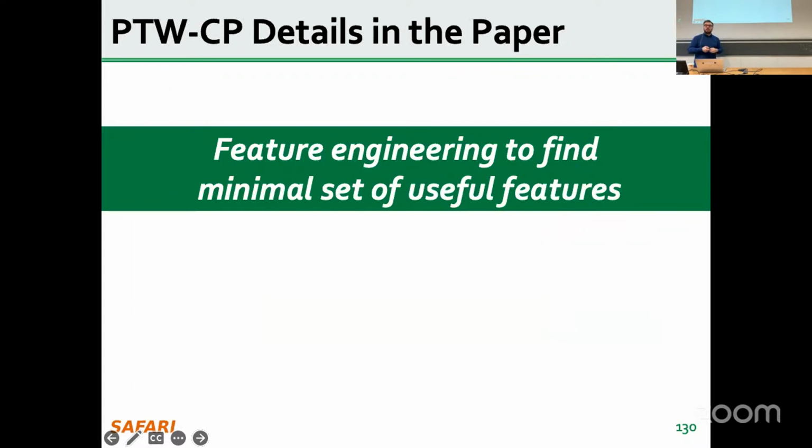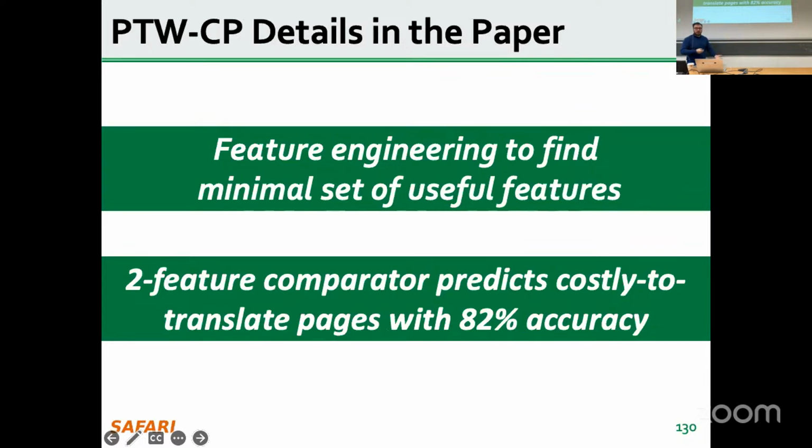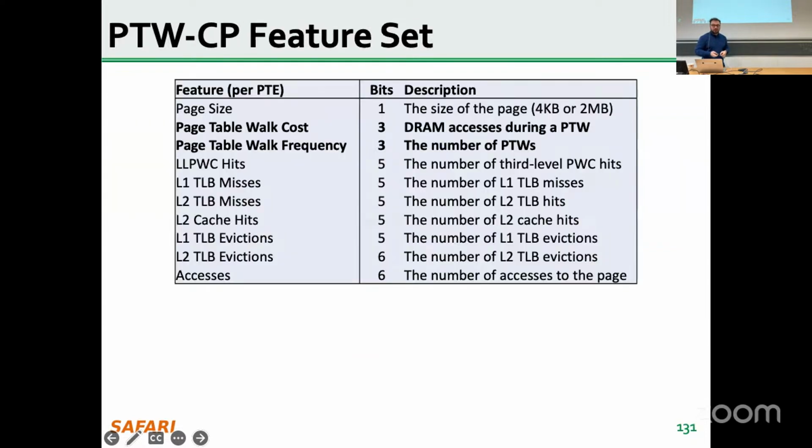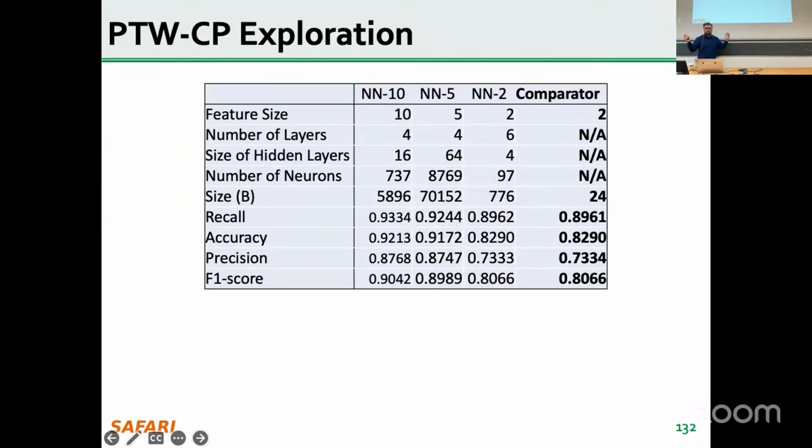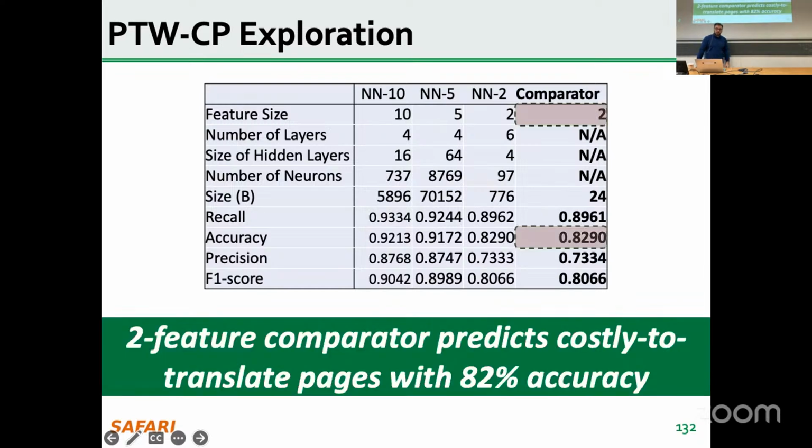There are more details in the paper, like we did some feature engineering to find a minimal set of useful features. And we ended up with a two-feature comparator that predicts costly to translate pages with 82% accuracy. So we took into account first multiple features, and we did some feature engineering. Basically, we came up with much bigger neural networks in the beginning to make a very highly accurate prediction. For example, the biggest neural network makes a 10% more accurate prediction. But we found out that we can simply lower the accuracy a bit while keeping the area and the power overheads much lower. So we found out at the end the two-feature comparator predicts the cost to translate pages with 82% accuracy with much lower overhead, compared to, for example, using a very big neural network.